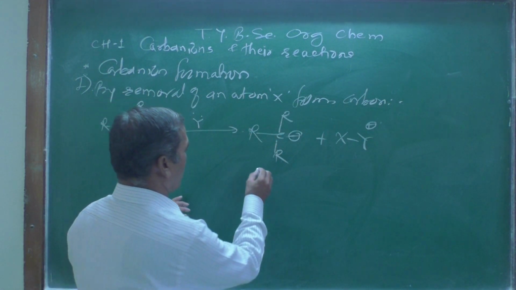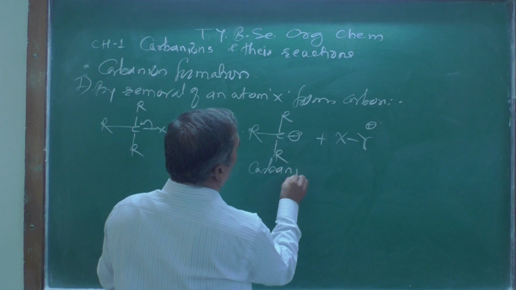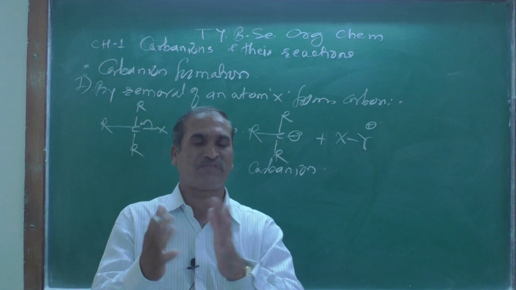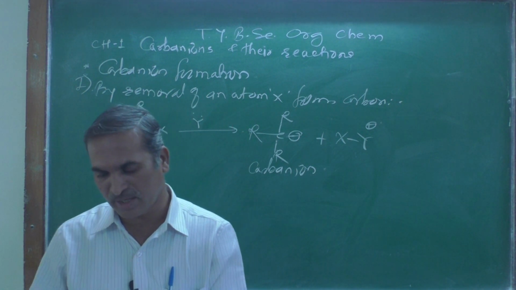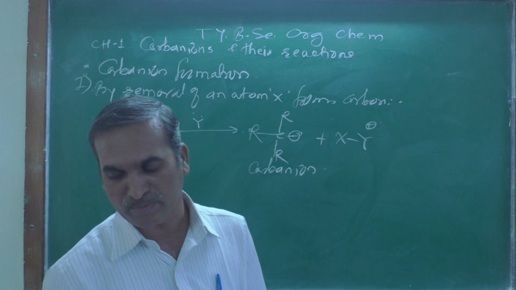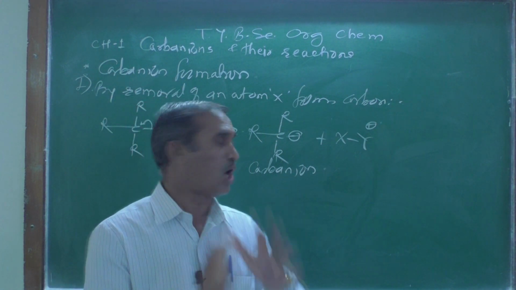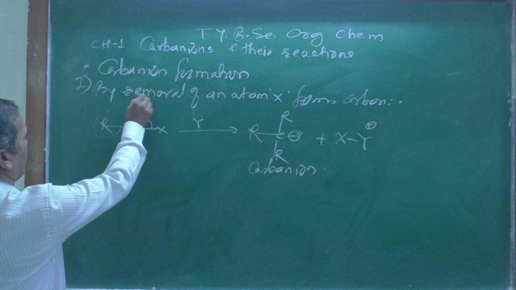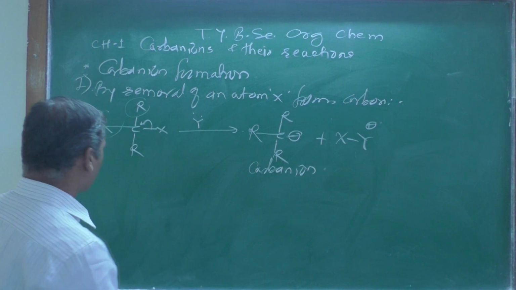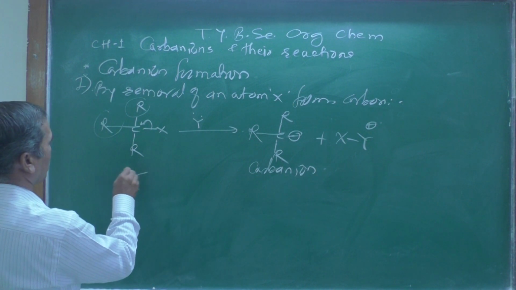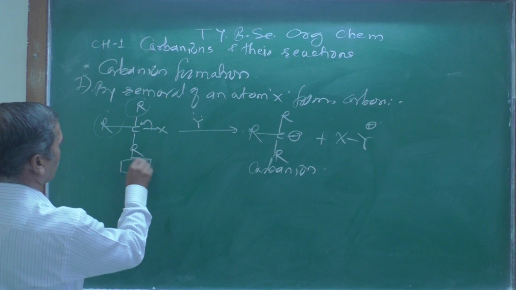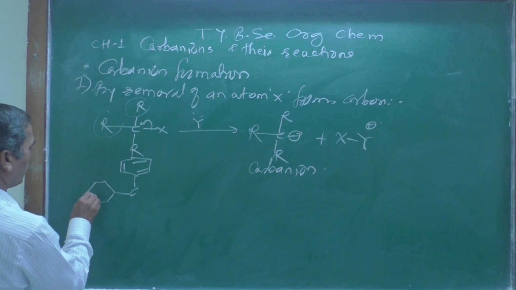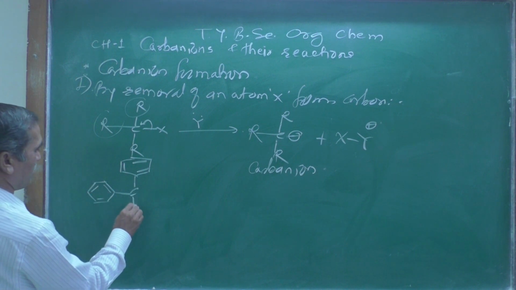Whether this carbanion is stabilized or destabilized, and what factors stabilize the carbanion, we will see later on. But here just remember how carbanions are formed. Now suppose for example this R I take as a general reaction. If I take three phenyl groups here, this would be triphenylmethane chloride that I am taking as an example.